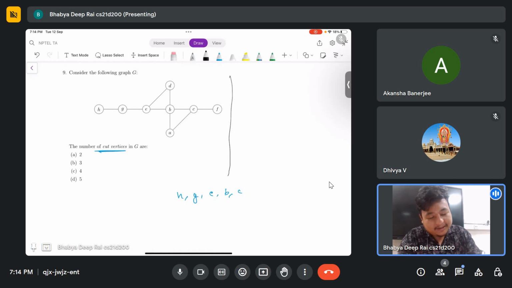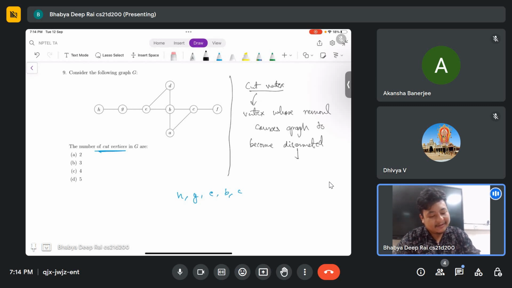Well, I'll just quickly mention what a cut vertex is. A cut vertex is a vertex whose removal causes the graph to become disconnected. What is meant by disconnected? The number of connected components is greater than 1.